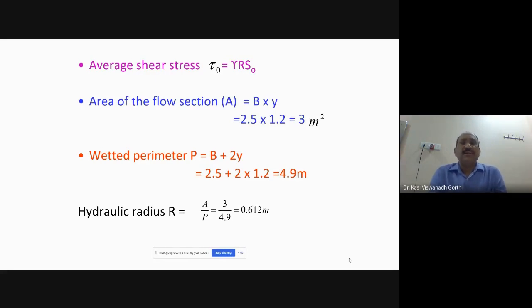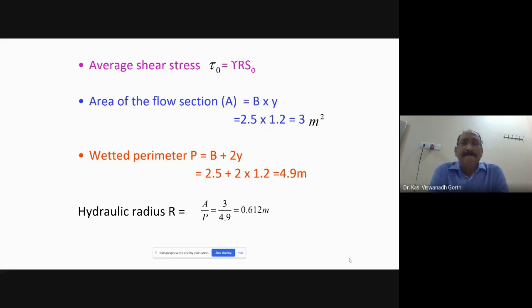So gamma is the specific weight of water, and R is the hydraulic radius. So you need to calculate the hydraulic radius for this. The remaining two parameters are known. S naught, the longitudinal slope, is given in the problem as 0.0036. Gamma, the unit weight of water, is 9810 Newton per meter cube. These two are known. So R, the hydraulic radius, is to be computed for this. How do you calculate this hydraulic radius?